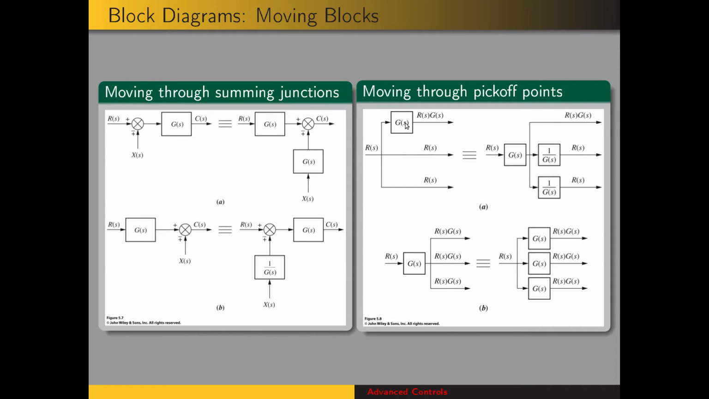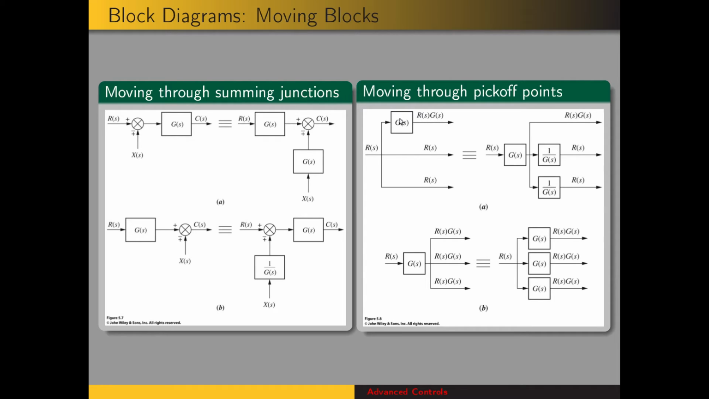And then if we want to move the block through pickoff points, we can either move it from one branch to before the pickoff point, and we need an algebraically equivalent system. So we have the same signals on these three lines in either case. So here we have R times G, R, and R.